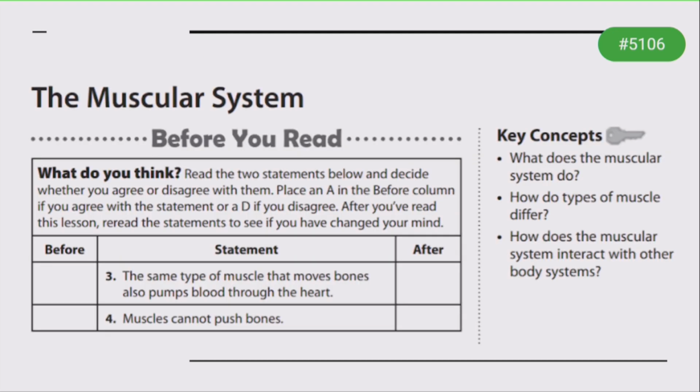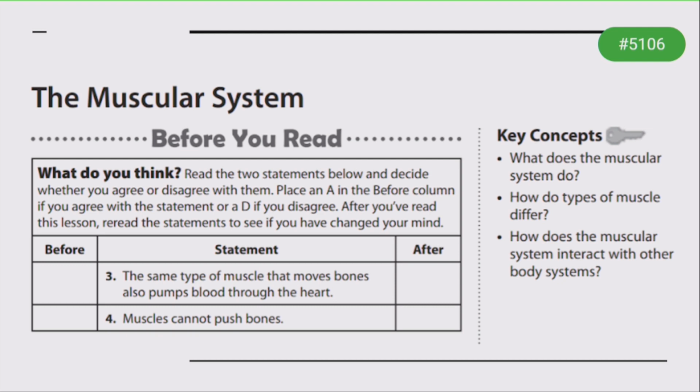We ended with the skeletal system last week. We're going to focus on the muscular system this week, and we're going to see a little bit of things between the two that help each other out. But let's talk about our key concepts first. So we're going to talk about what the muscular system actually does, and what types of muscles you have and how they differ, and also how the muscular systems interact with other body systems.